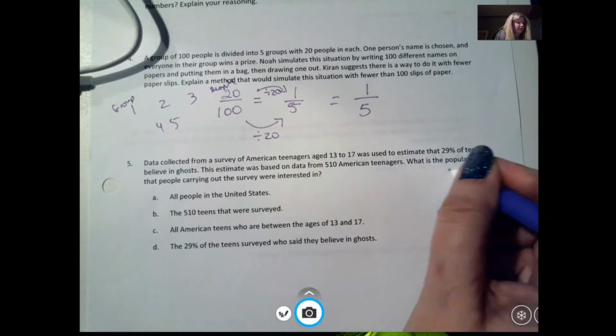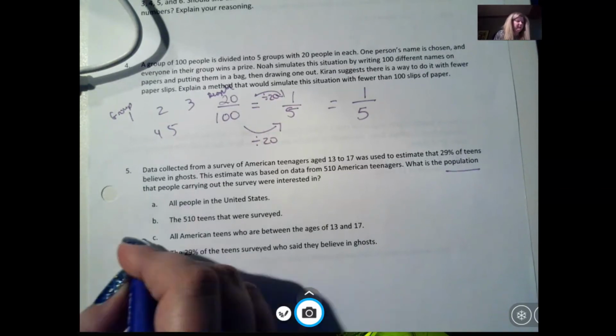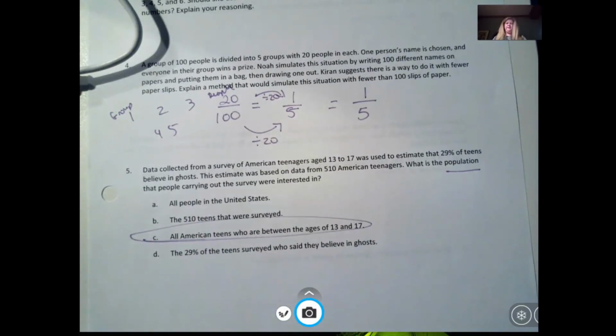So the population, the whole that this sample represents, is all American teens between the ages of 13 and 17.